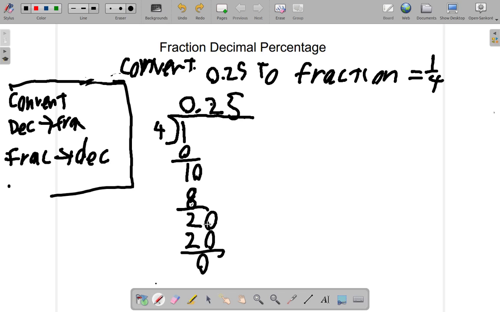It doesn't make sense to continue, because if you add a 0 to this, 4 into 0 is 0, and you keep repeating yourself. So you end up at 0.25. All right, that's a long division way of converting a fraction to a decimal. You use long division.